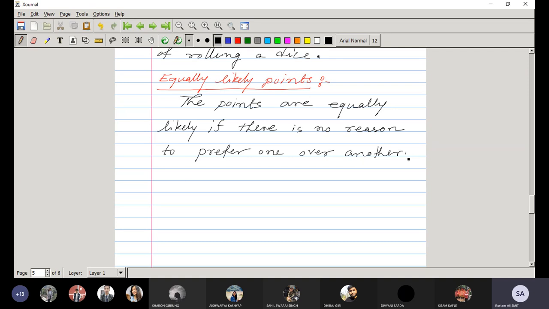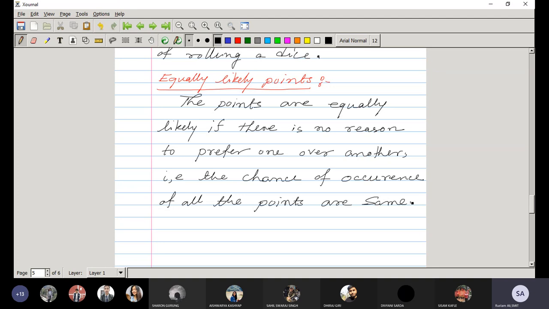That is, the chance of occurrence of all the points is the same. So two points are equally likely if there is no reason to prefer one over another, that is, the chance of occurrence of both the points is the same. In that case, the points are known as equally likely points.